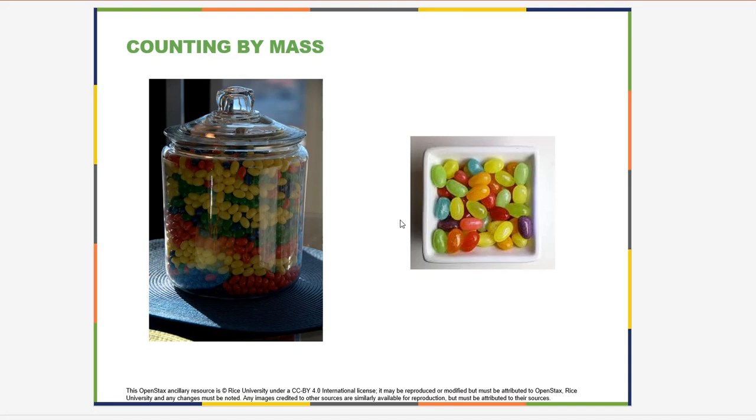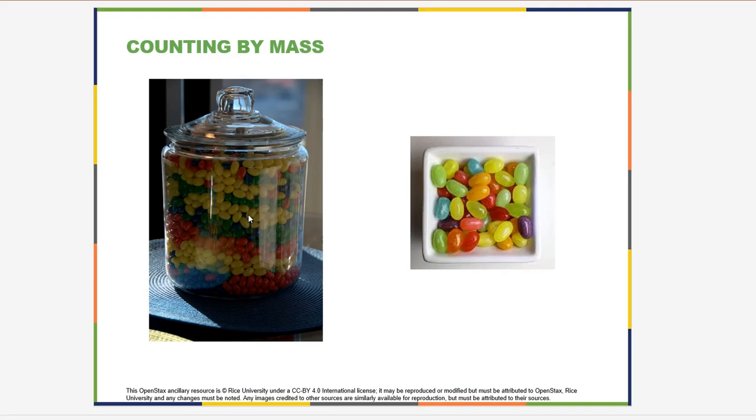So, for example, if this weighs 10 grams and this weighs 1,000 grams, you could figure out exactly how many jelly beans are in the jar because there's 100 times more in here than there are in here. So if you had 50 here, you have 5,000 here. So that's basically how it works.